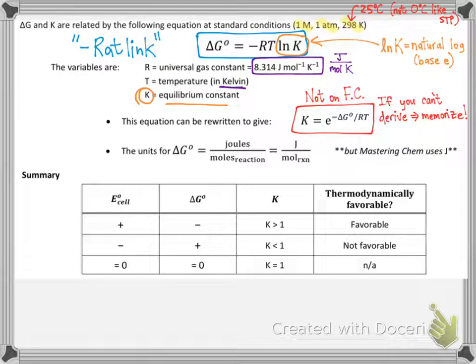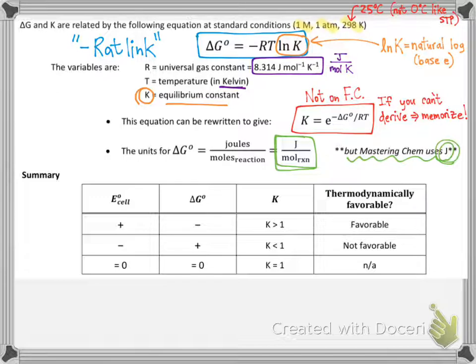When you calculate delta G using the negative RT ln K equation, it is going to spit out your answer in joules per mole reaction. Remember, most of the time, if you're solving for delta G, they will ask you for kilojoules per mole reaction. So make sure you're aware the equation as written will calculate joules per mole reaction. Of course, Mastering Chemistry here would just use joules, because the per mole reaction is implied for Mastering Chem.